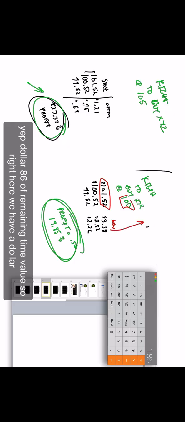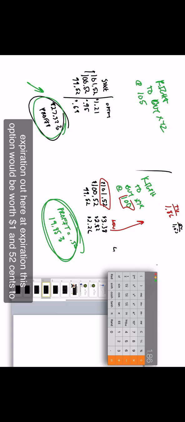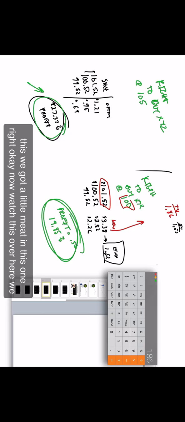So right here we have $1.86 in time value, right? And we have $1.52 in intrinsic value. So at expiration out here, this option would be worth $1.52 to us. So we've got some meat in this one, right? We got some intrinsic value in this. We got a little meat in this one, right?